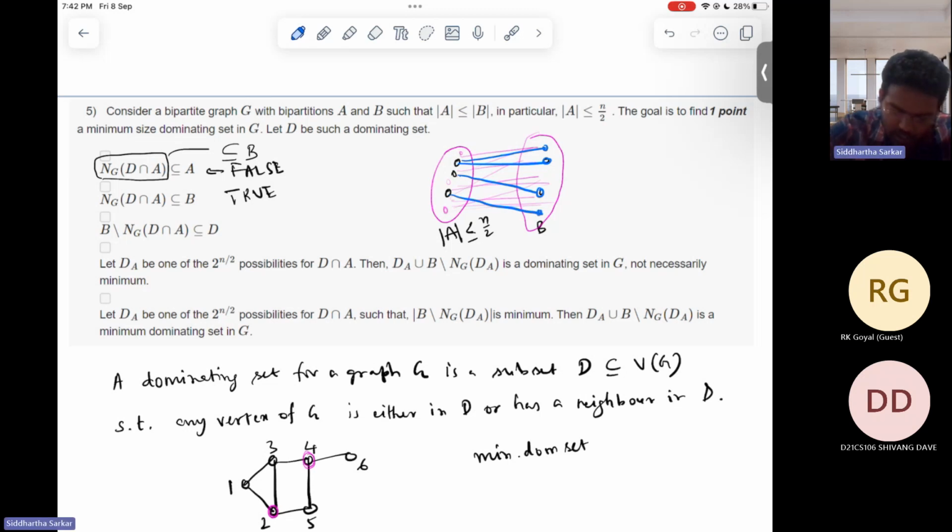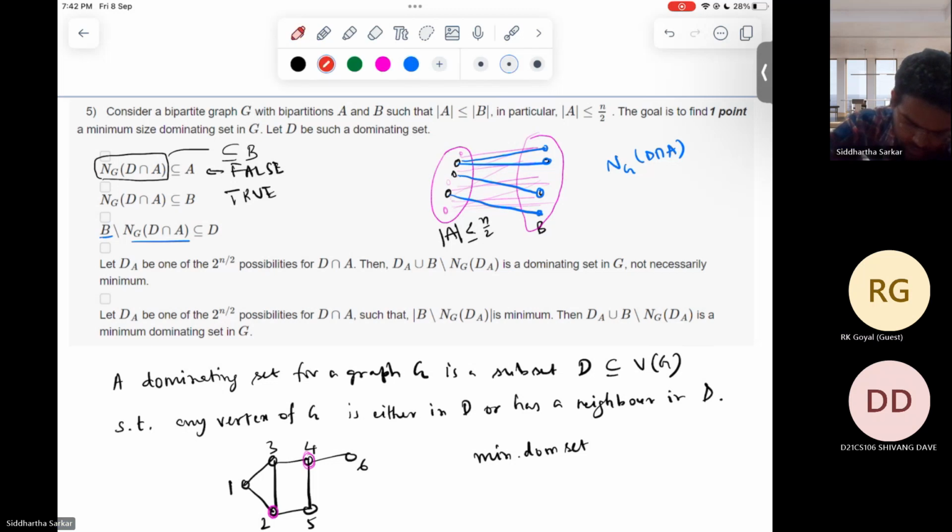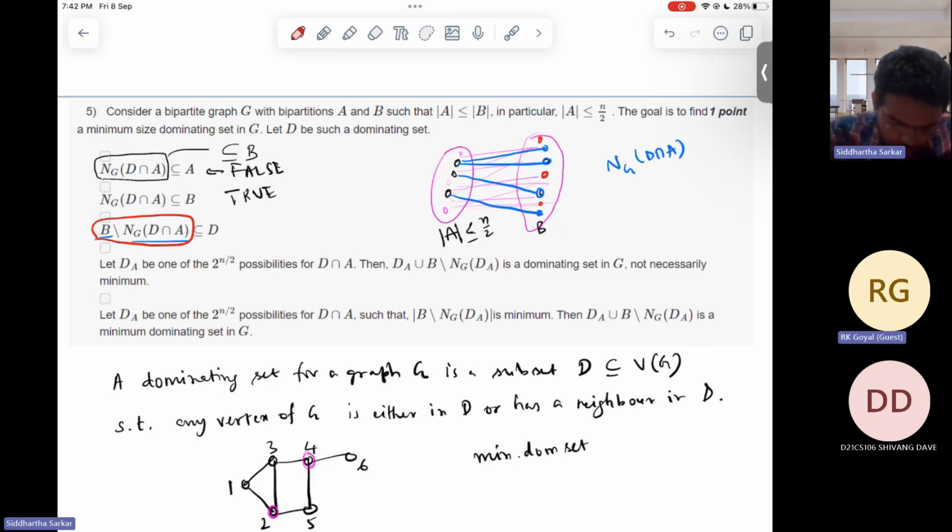So these blue guys are in the neighborhood of T intersection A, and from B you get rid of these blue vertices. So you are left with, let us say, some red vertices. This entire thing exists in B, but not in the neighborhood of these black vertices, which are the intersection A. So now the claim is that these red vertices are in fact a subset of the dominating set.